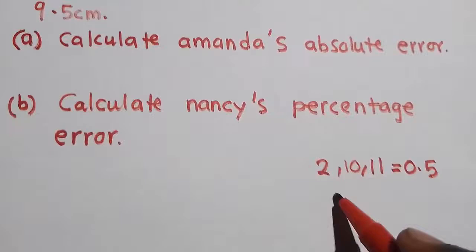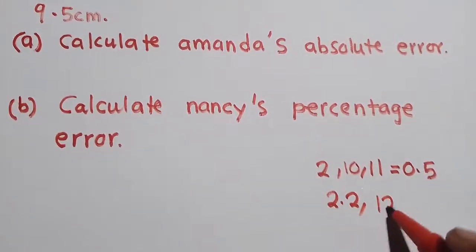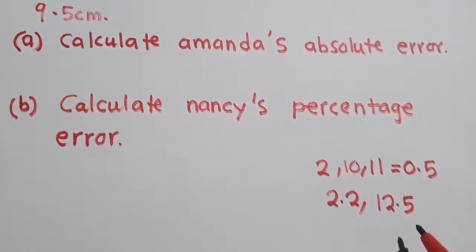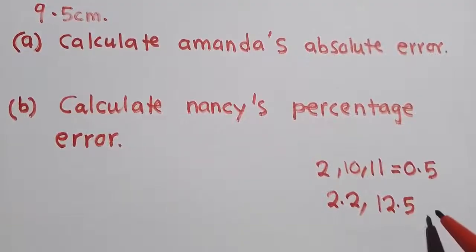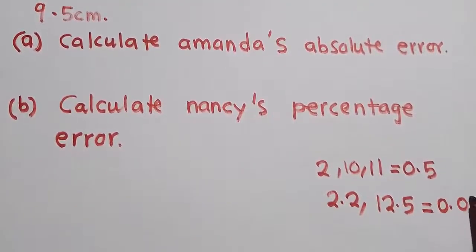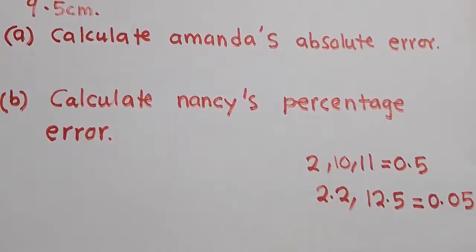If it is 1 decimal place, let's say 2.2, 12.5, as long as it has 1 decimal place or 1 decimal point, the absolute error is 0.05. This is what I was talking about. Hope we are able to understand, to get one or two things. So this is how we calculate the absolute error.